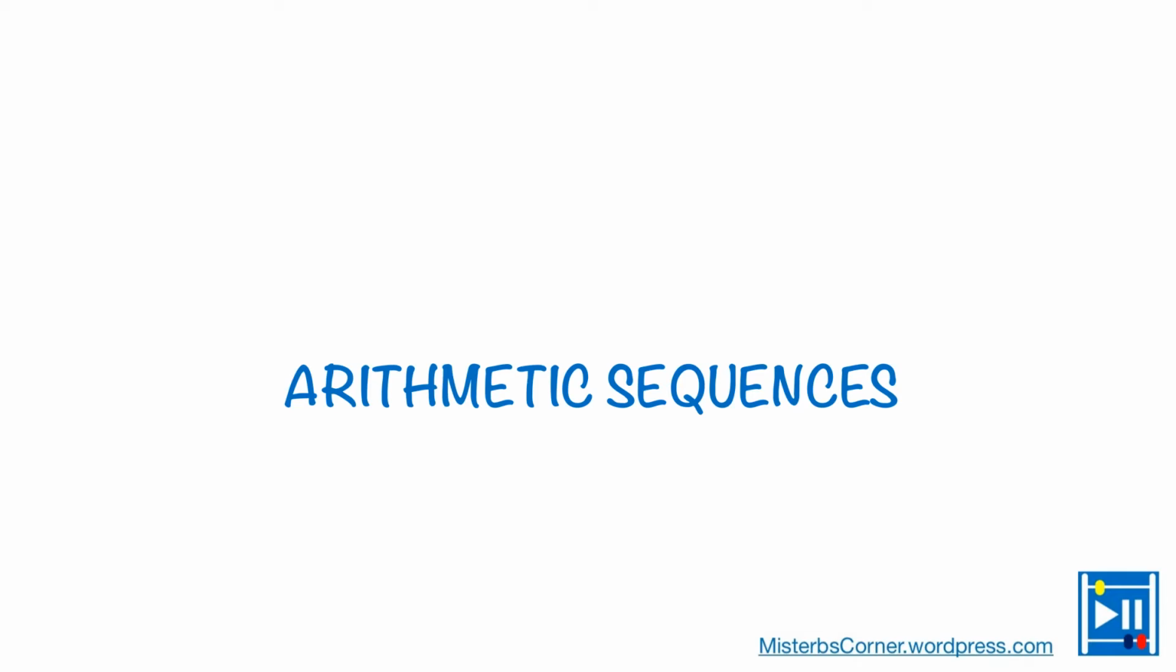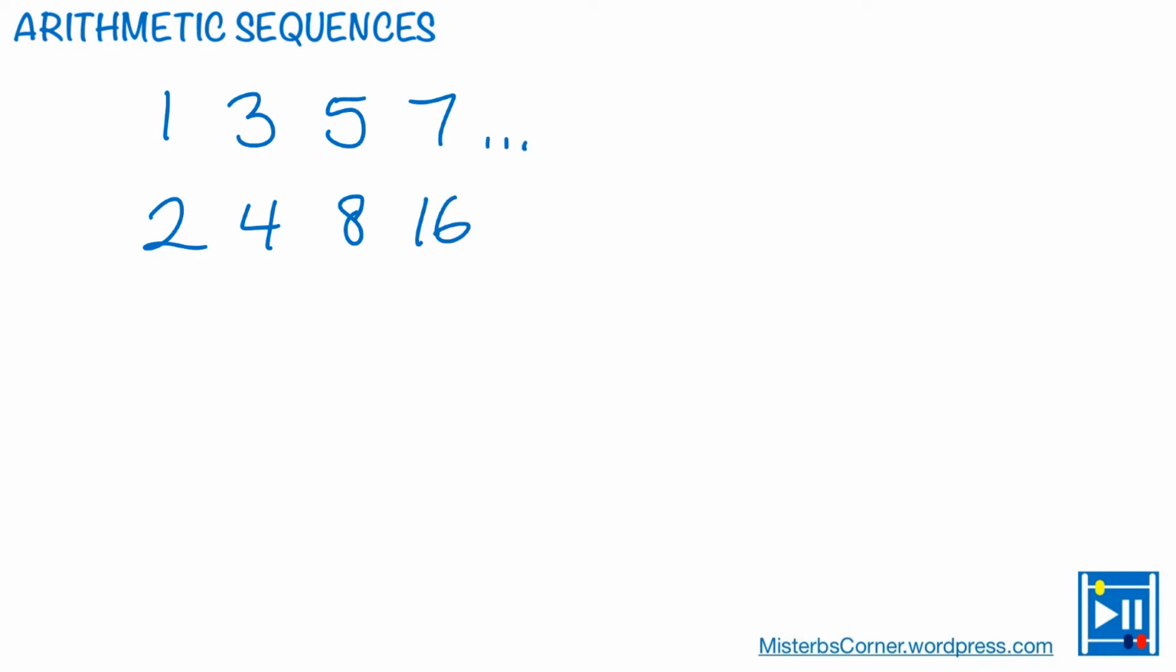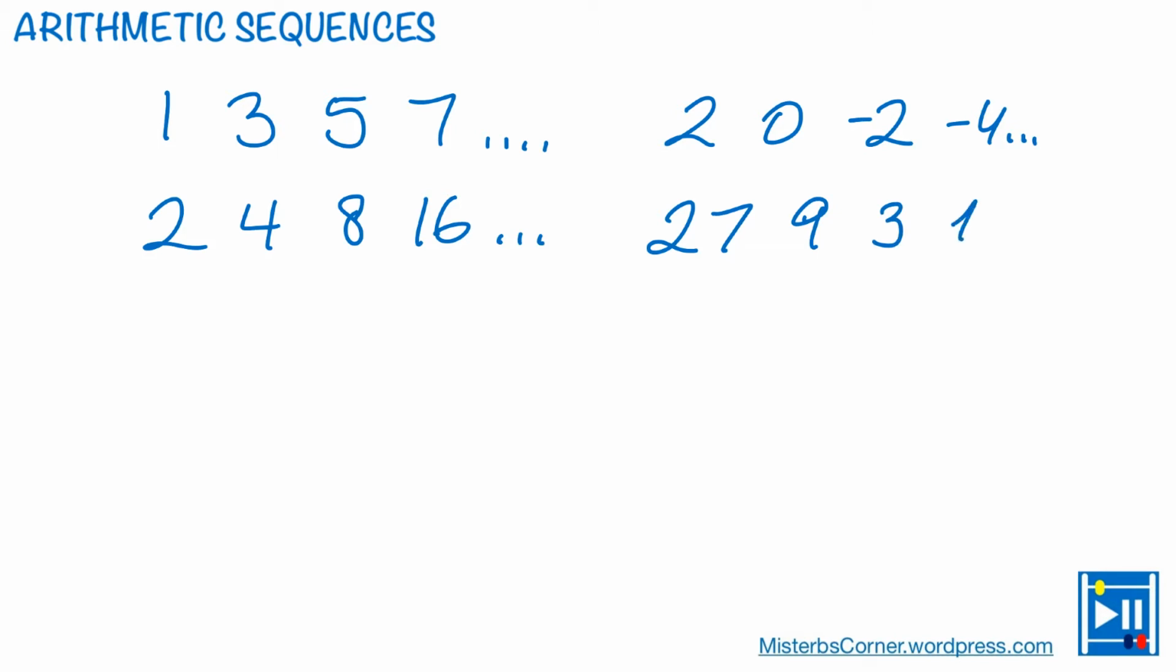Hi, in this video we are going to work on arithmetic sequences. A sequence is a group of numbers following a rule. So a sequence can increase like 1, 3, 5, 7 or 2, 4, 8, 16, and so on. Or it can decrease, 2, 0, -2, -4 and so on, or 27, 9, 3, 1 and so on.